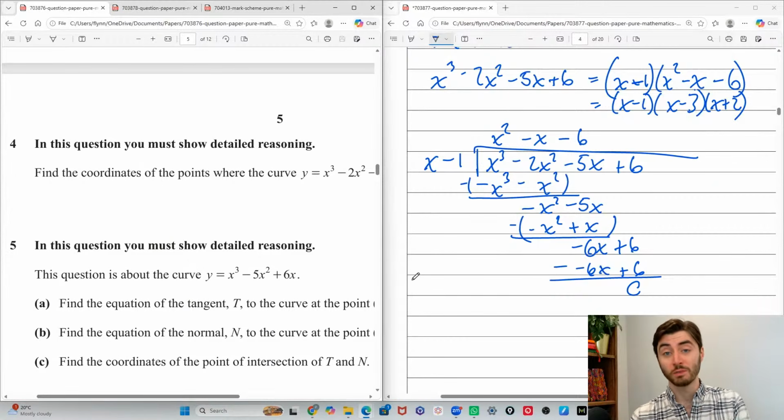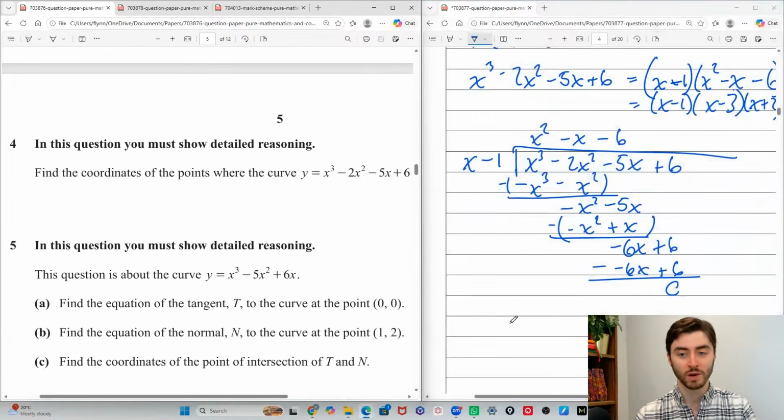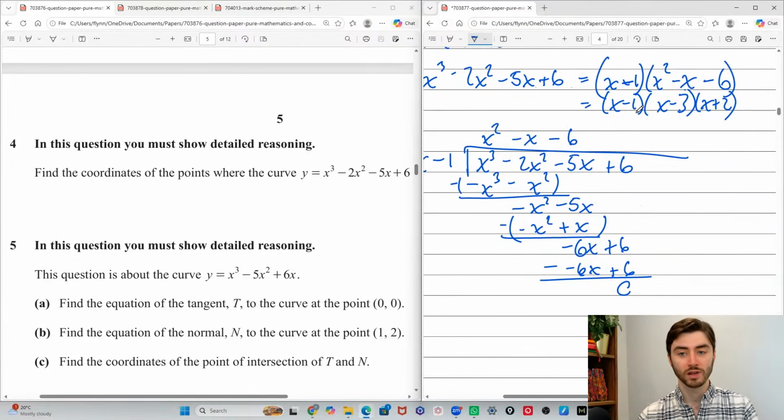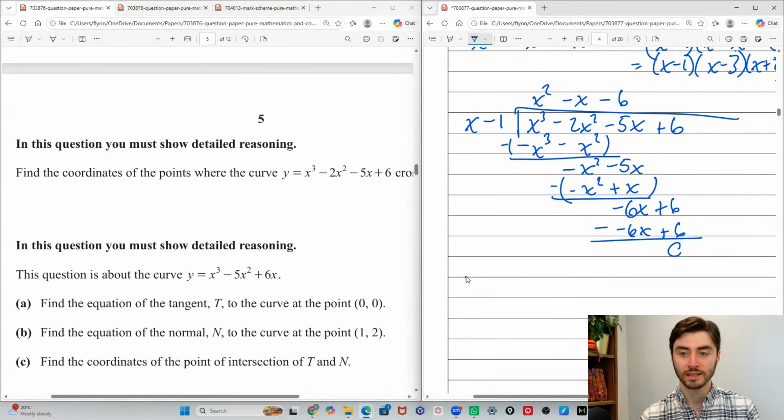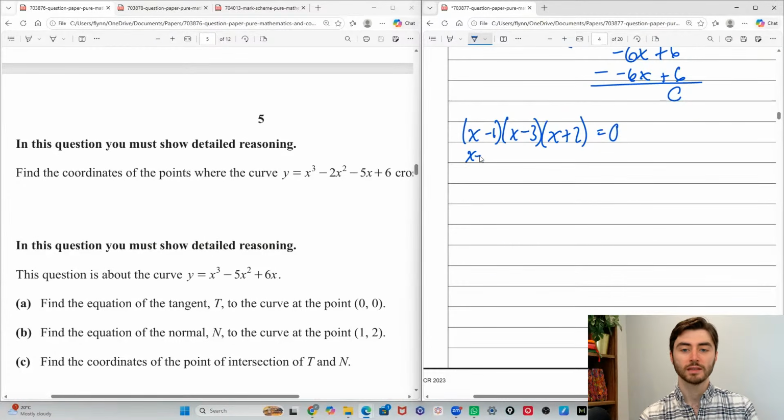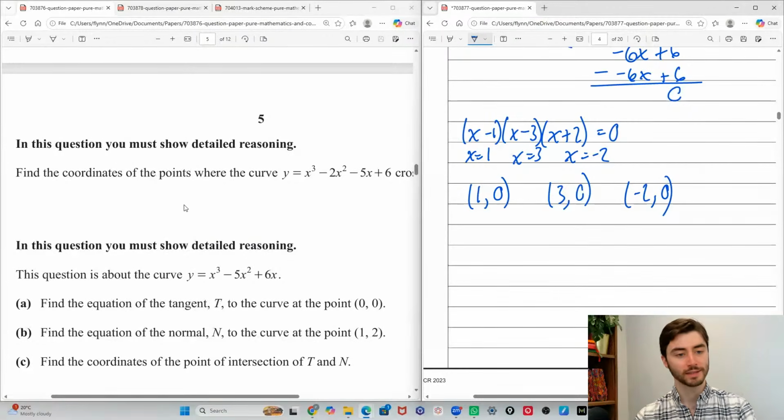Now, the second you think you're done with the question, reread the question to make sure you've actually finished. Here I have not actually finished because it doesn't even want me to solve for x. It wants the coordinates of the points where it crosses the x-axis. So it crosses the x-axis when the function is 0. So when this equals 0, which means that x equals 1, x equals 3, x equals minus 2. Now the full coordinates: 1, 0, 3, 0, minus 2, 0. And those are your points.